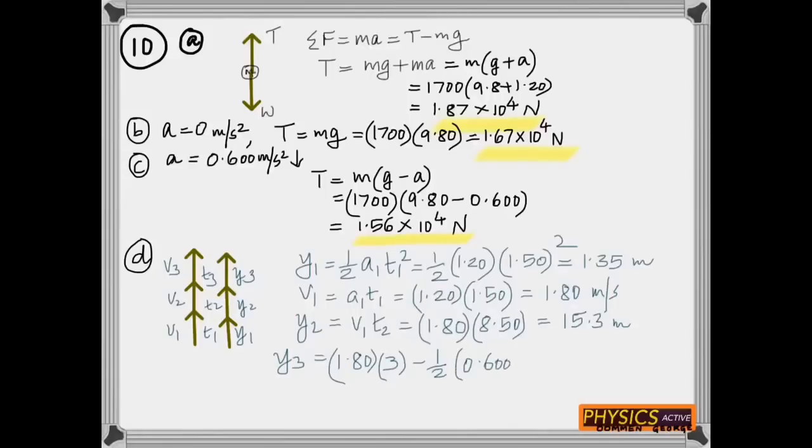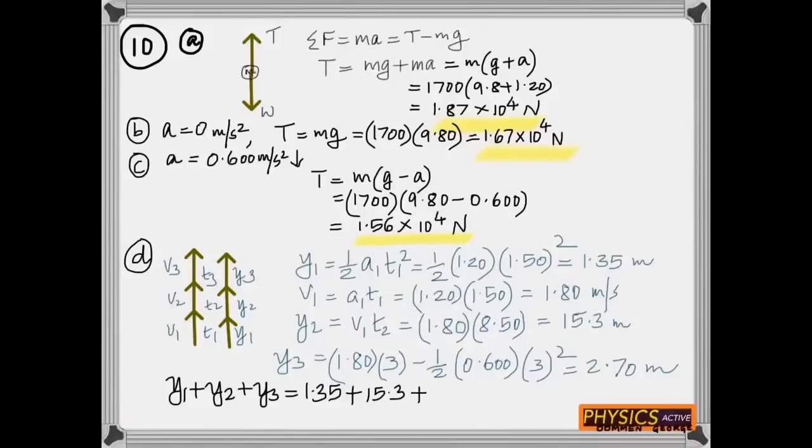In the third part, it is decelerating, and the initial velocity is 1.8. So now you add up all the three to get the total displacement, which is 19.4 meter. And of course the final velocity is 0.